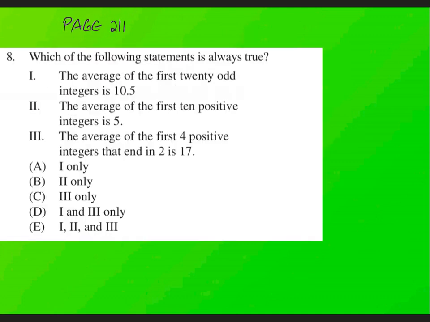Now in this question we again have some statements and we have to choose the best option from here. Okay, so the first one says the average of the first 20 odd integers is 10.5. First 20 odd integers.